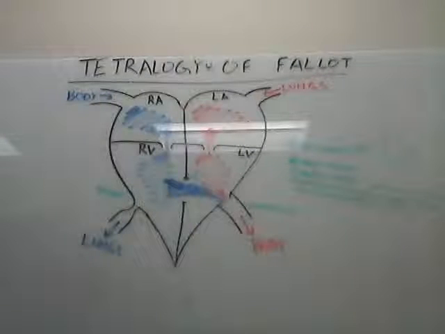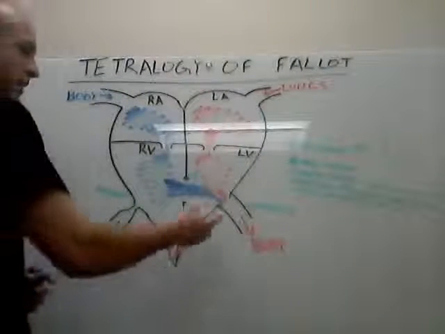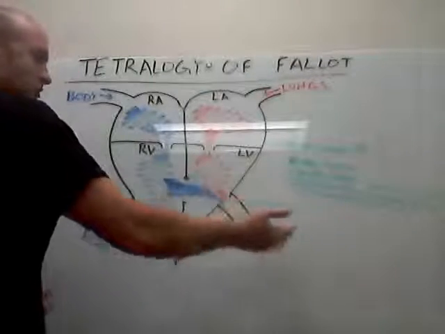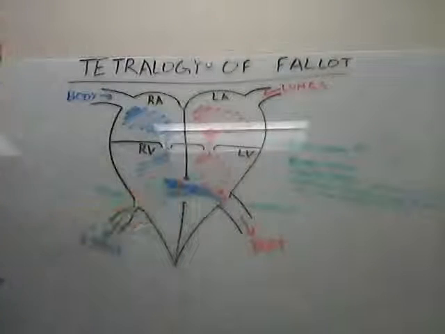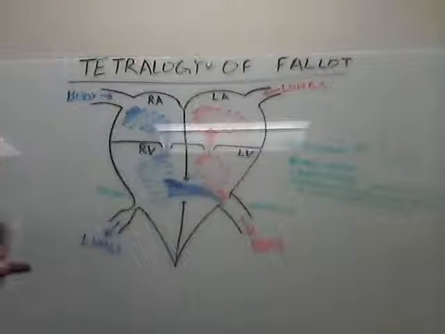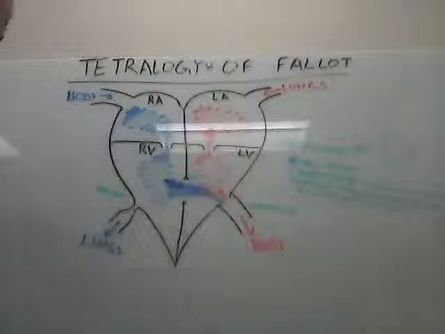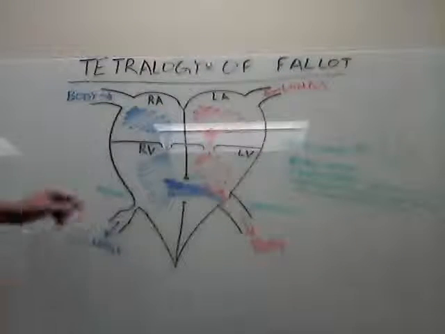The other thing that can happen in a tetralogy of Fallot is that sometimes the aorta, I guess, will override the ventricular septal defect. I'm not sure exactly what you meant by that in the video, but anyway, those are some of the things that happen in the case of tetralogy of Fallot. So let's talk about what happens when this occurs.